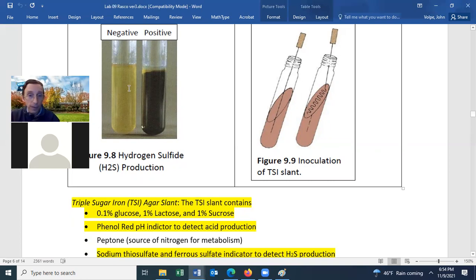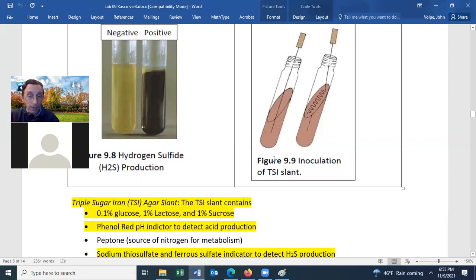For triple sugar iron, this test can look at the production of hydrogen sulfide, in which case you stab inoculate the tube, and it should go down a little further than here, because hydrogen sulfide is usually only produced in anaerobic conditions. Anyways, they'll turn the tube black down here.